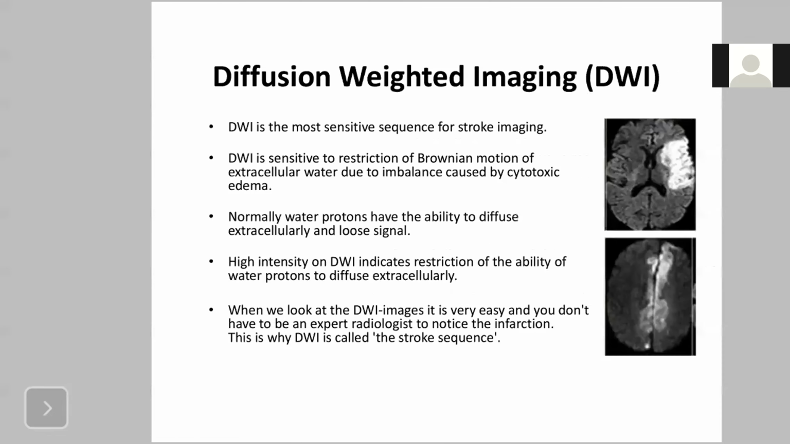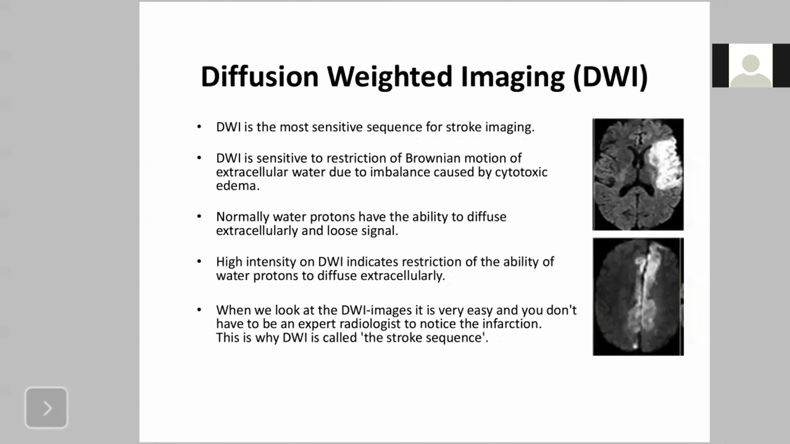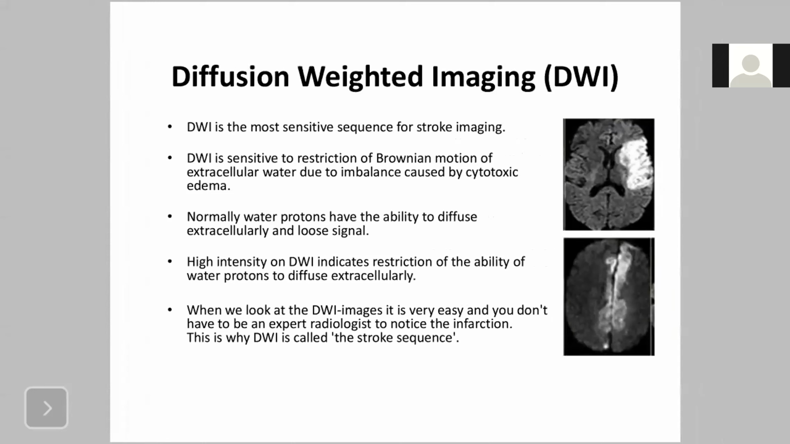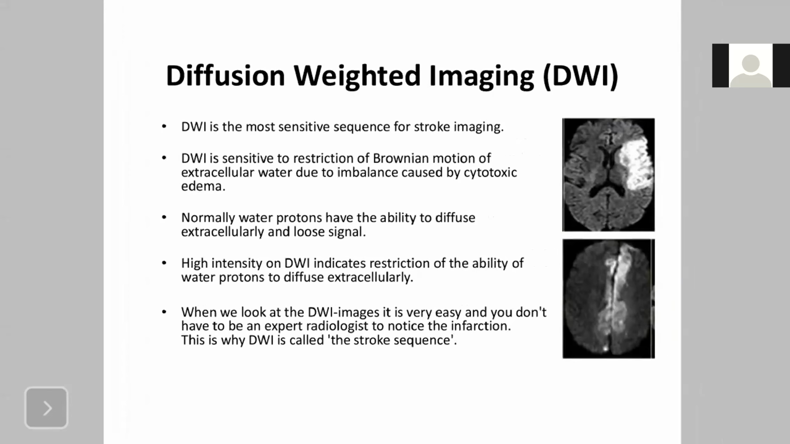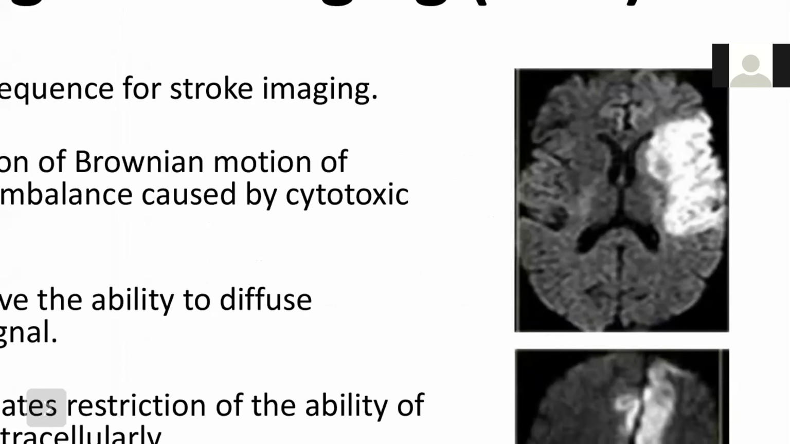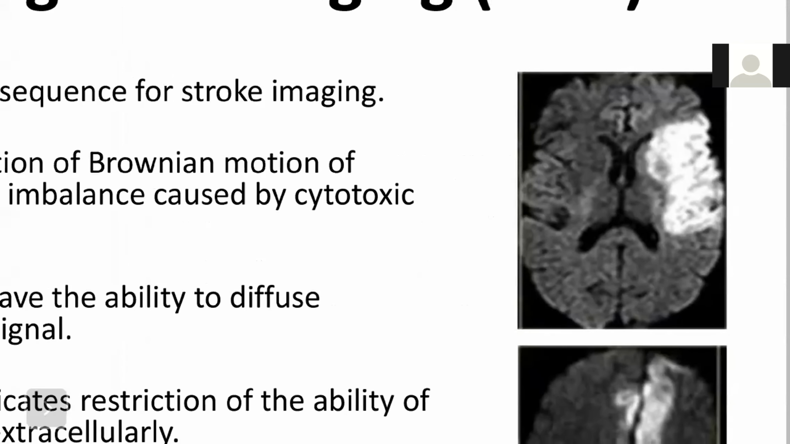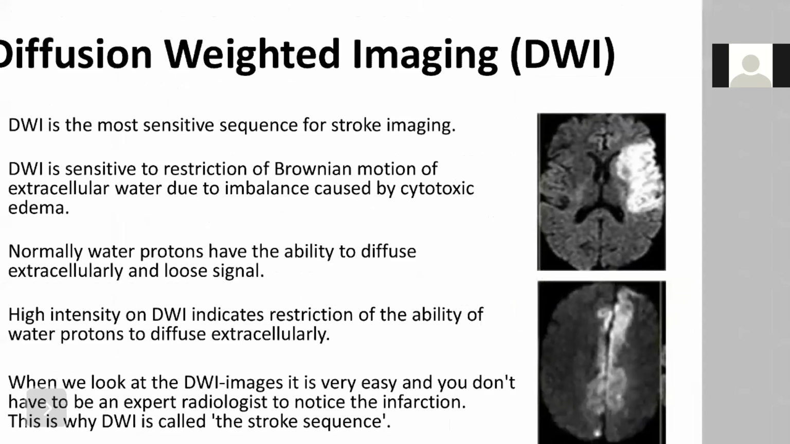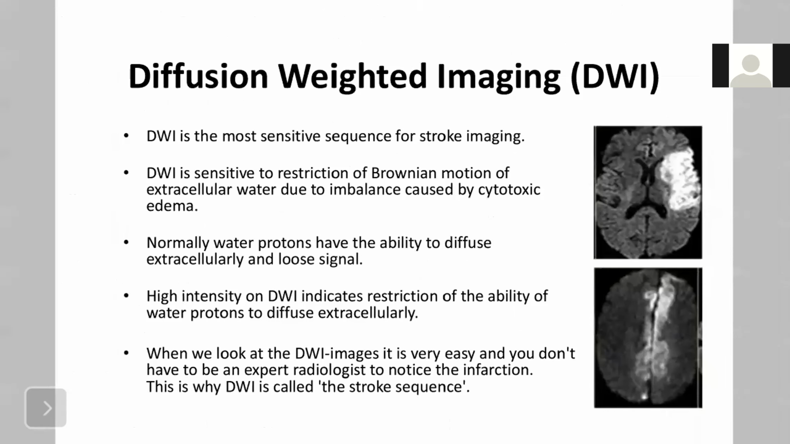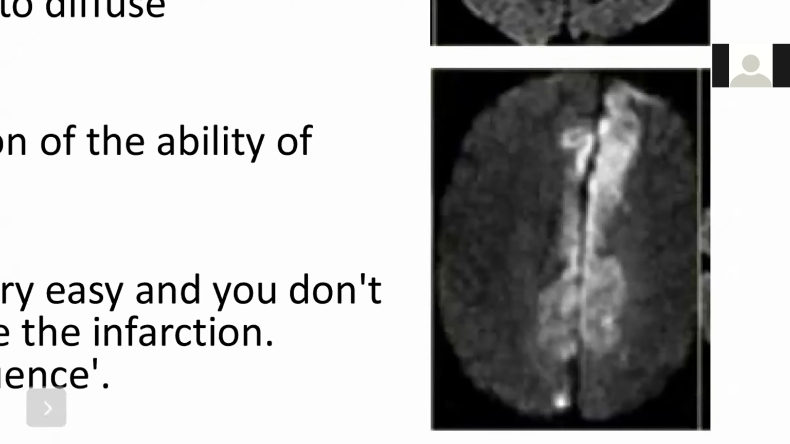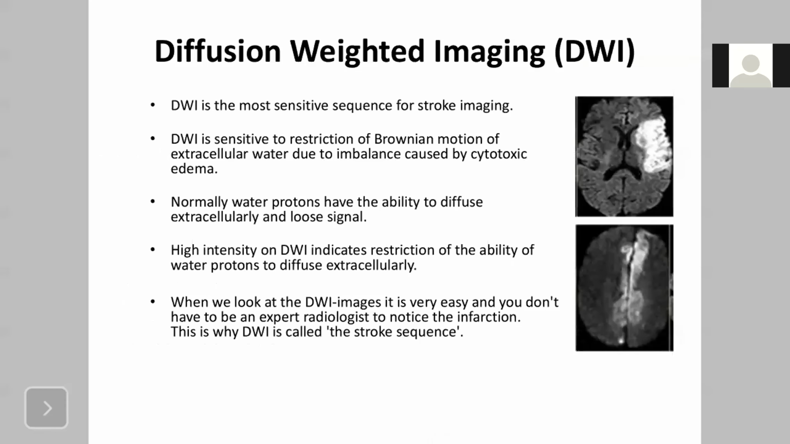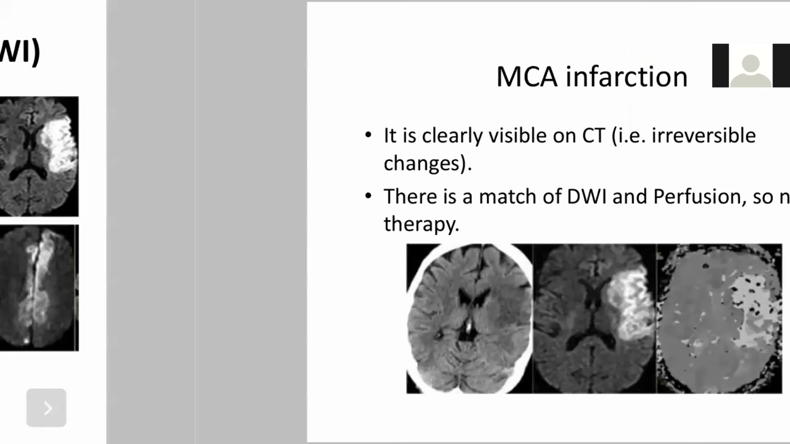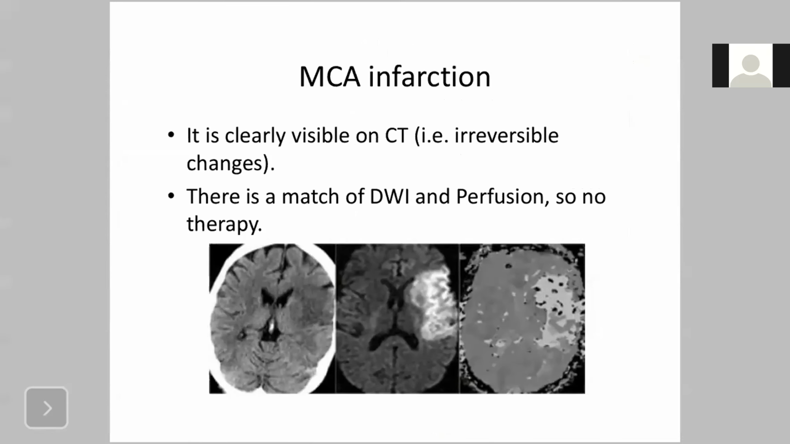In case of MRI, you see this diffusion weighted image, very acute. It's quite specific for identifying acute ischemic strokes, and it can identify them within about 2 hours. You see, this is a peninsular ischemia, and this is an anterior cerebral artery infarct, bilateral anterior cerebral artery infarct, and it's quite prominent in the diffusion weighted image. MCA infarct, you see it is clearly visible on CT, that is irreversible change. There is a match of diffusion and perfusion, so no therapies need to be given.